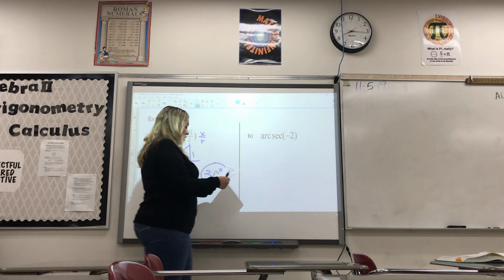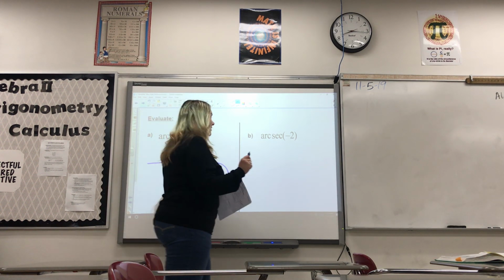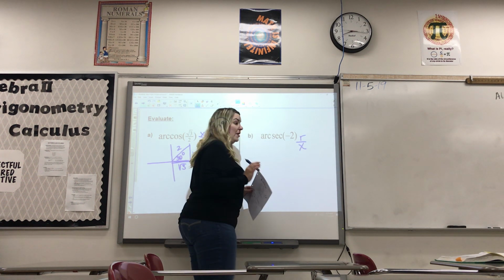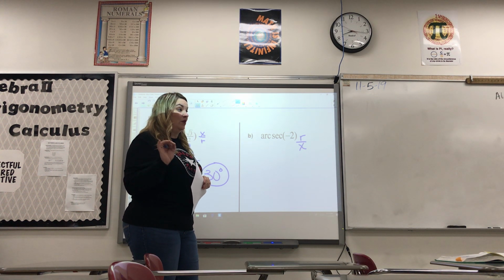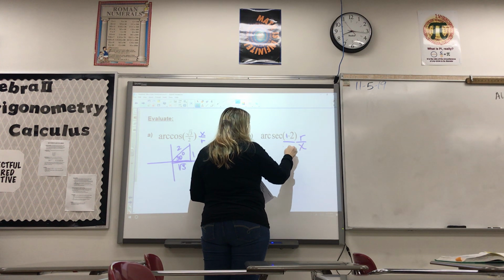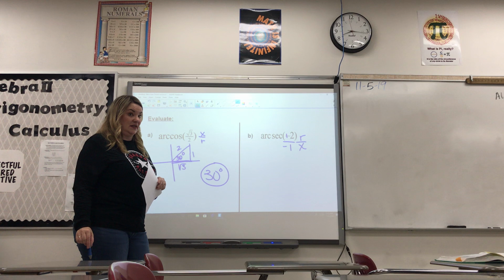Okay, so now this one is a little trickier because it's secant, and secant is r over x, but r cannot be negative. So then which one is negative? The x. So this is a positive 2, and this is a negative 1. Does that make sense?